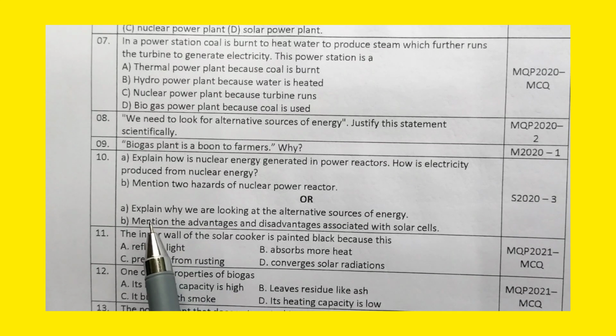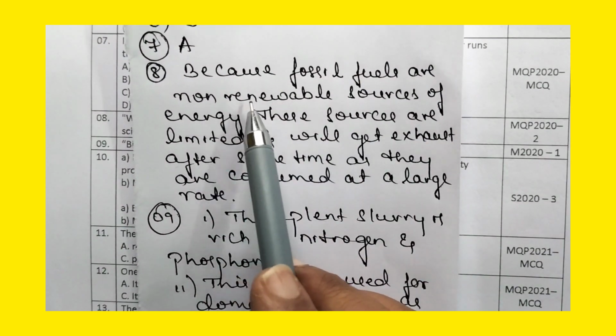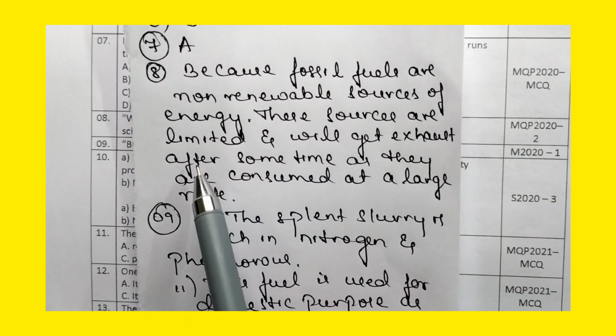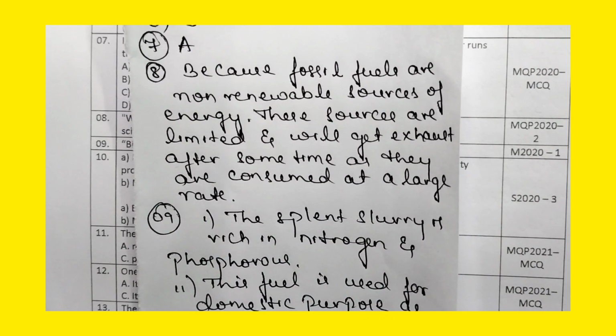Next, there is another question within it: explain why we are looking at alternate sources of energy, and mention the advantages and disadvantages associated with the solar cell. So let us first answer this one. Why are we looking for alternate sources of energy? We are looking for alternate sources of energy because fossil fuels are a non-renewable source of energy. These sources are limited and will get exhausted after some time as they are consumed at a large rate. So this is the answer for the first one.